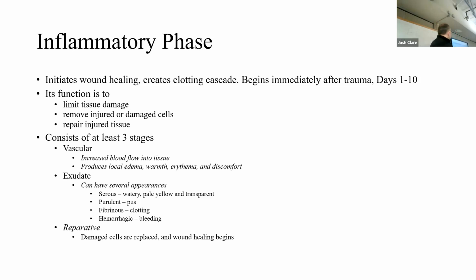We would then also look at the exudate. Exudate is the discharge. It could have several appearances. Most common is serous: watery, pale, yellow, clear. It might have a speck of blood in it that tints it a little pink, but it's mostly water. It could be purulent, pus related. Or fibrinous, which has all the clotting factors in it, or hemorrhagic, which is bleeding.